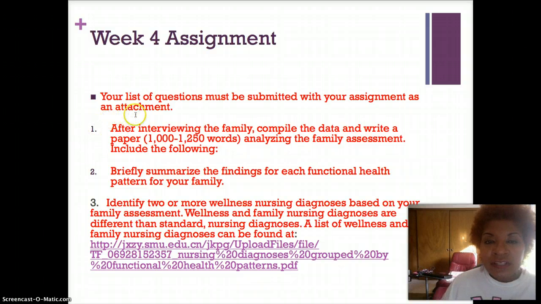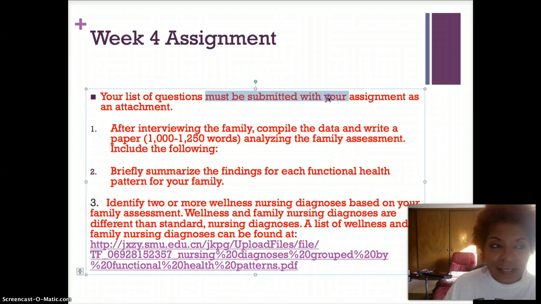The assignment goes on to ask you to list your questions. Your list of questions must be submitted with your assignment, okay? So no one needs to ask me that because that's right here. I mean, you can, but it says your list of questions must be submitted with your assignment. So for each of the functional health patterns, you're going to list your 3 open-ended questions, and they should be attached to your assignment.